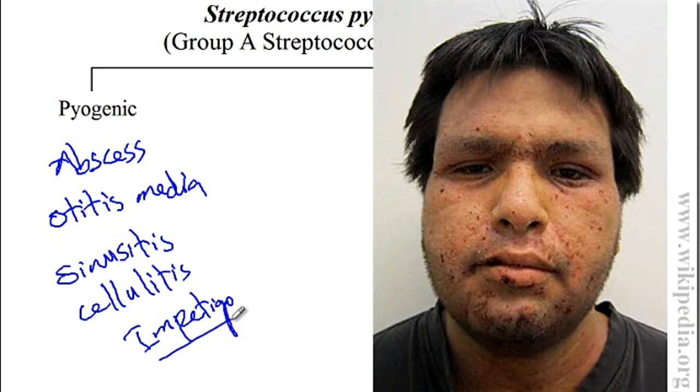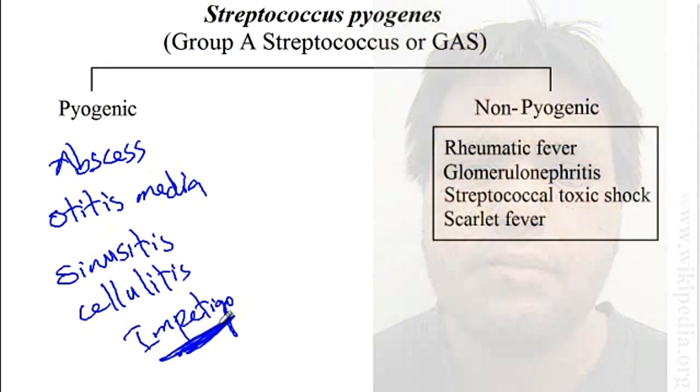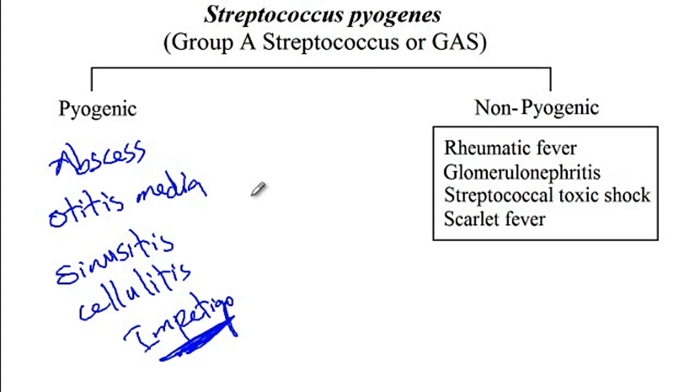And this type of condition, impetigo, is also caused by another organism. Could you tell me what other organism can also present with impetigo? And the answer is Staphylococcus aureus. So both Streptococcus pyogenes and Staphylococcus aureus can cause impetigo. And then the non-pyogenic complications include, for instance, rheumatic fever, glomerulonephritis, toxic shock syndrome, as well as scarlet fever, which I will discuss after I go over the cellular components of the Streptococcus pyogenes.